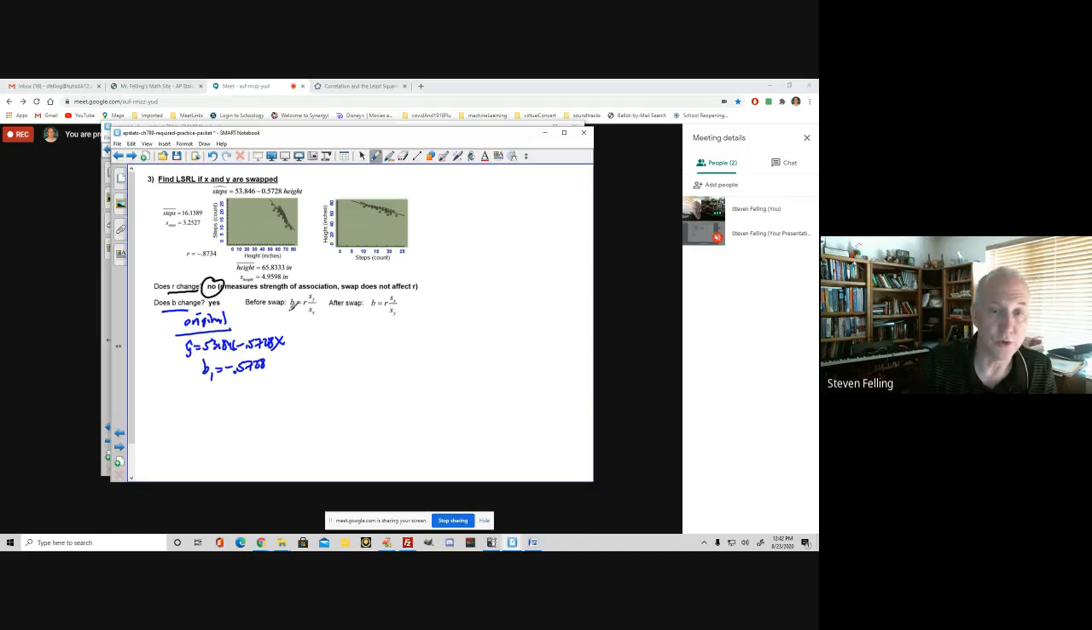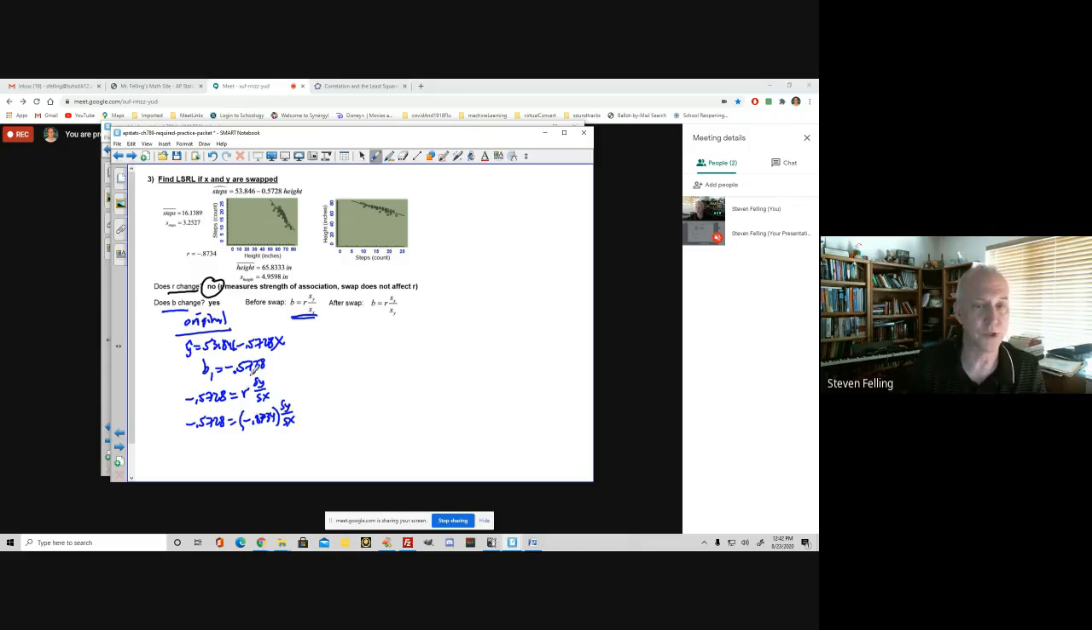But I know that this equation has to be true. So that b, that negative 0.5728, has to be equal to r times sy over sx. So negative 0.5728 has to be equal to the correlation coefficient, which we know is 0.8734, times sy over sx. Okay, so I'm going to stop right there because I don't want to go any further.